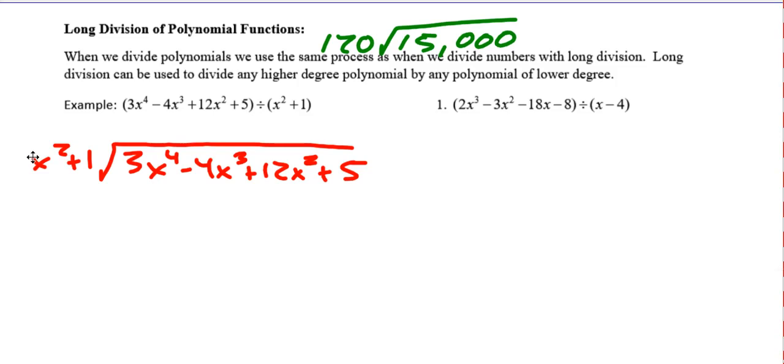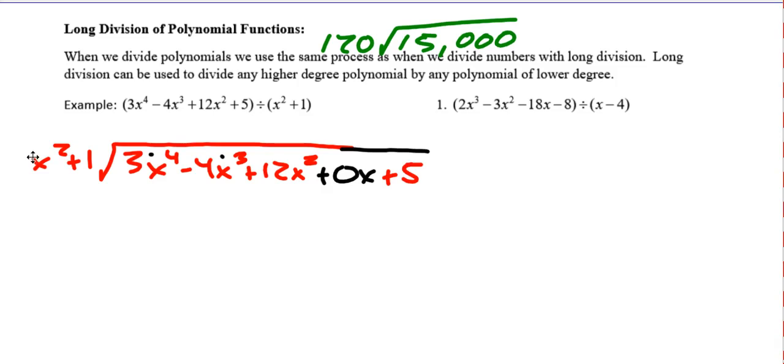All right. The first step I would do, what you've got to make sure of inside the radical is that you have every degree accounted for. Meaning I've got fourth degree here, I've got third degree here, and so on. But I'm missing the first degree. So I'm going to have a placeholder for that. And then my constant term.